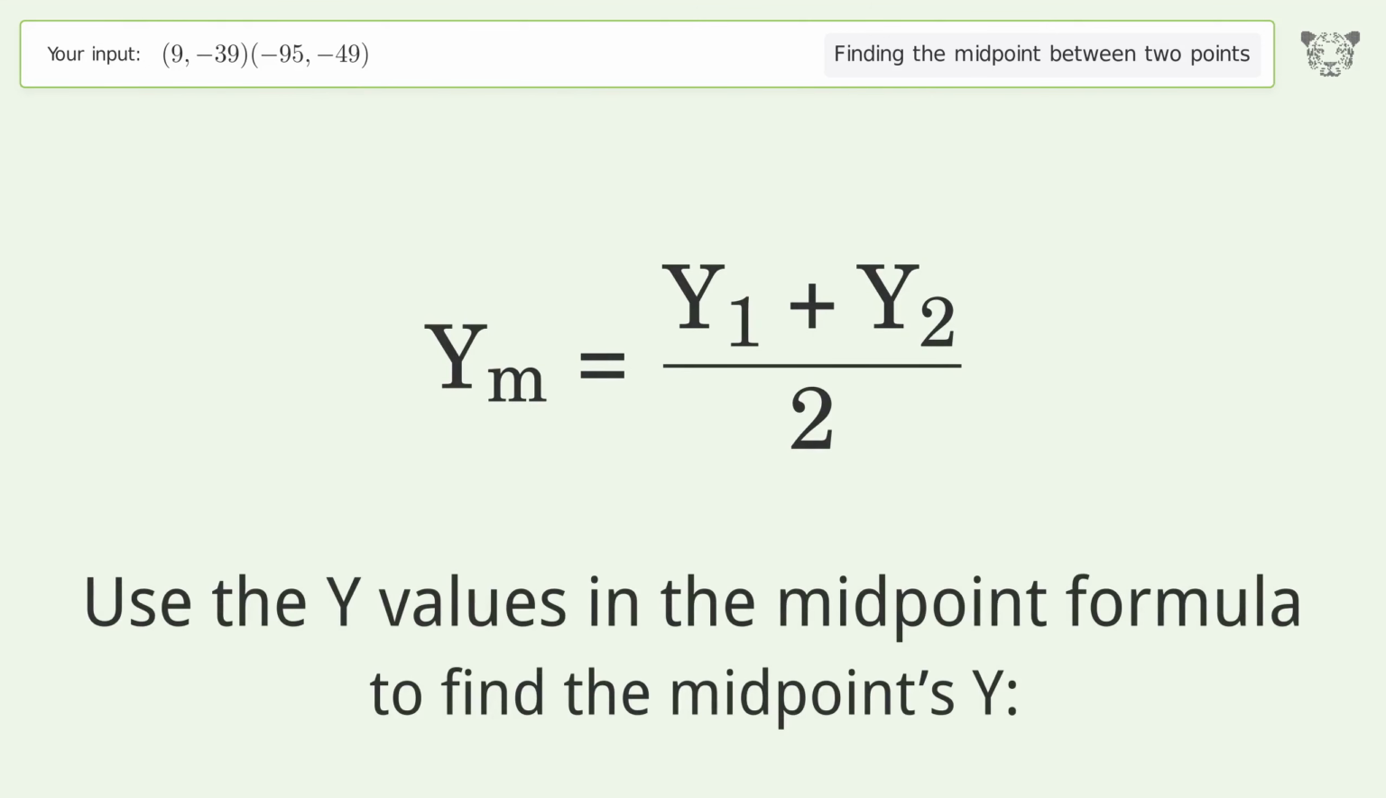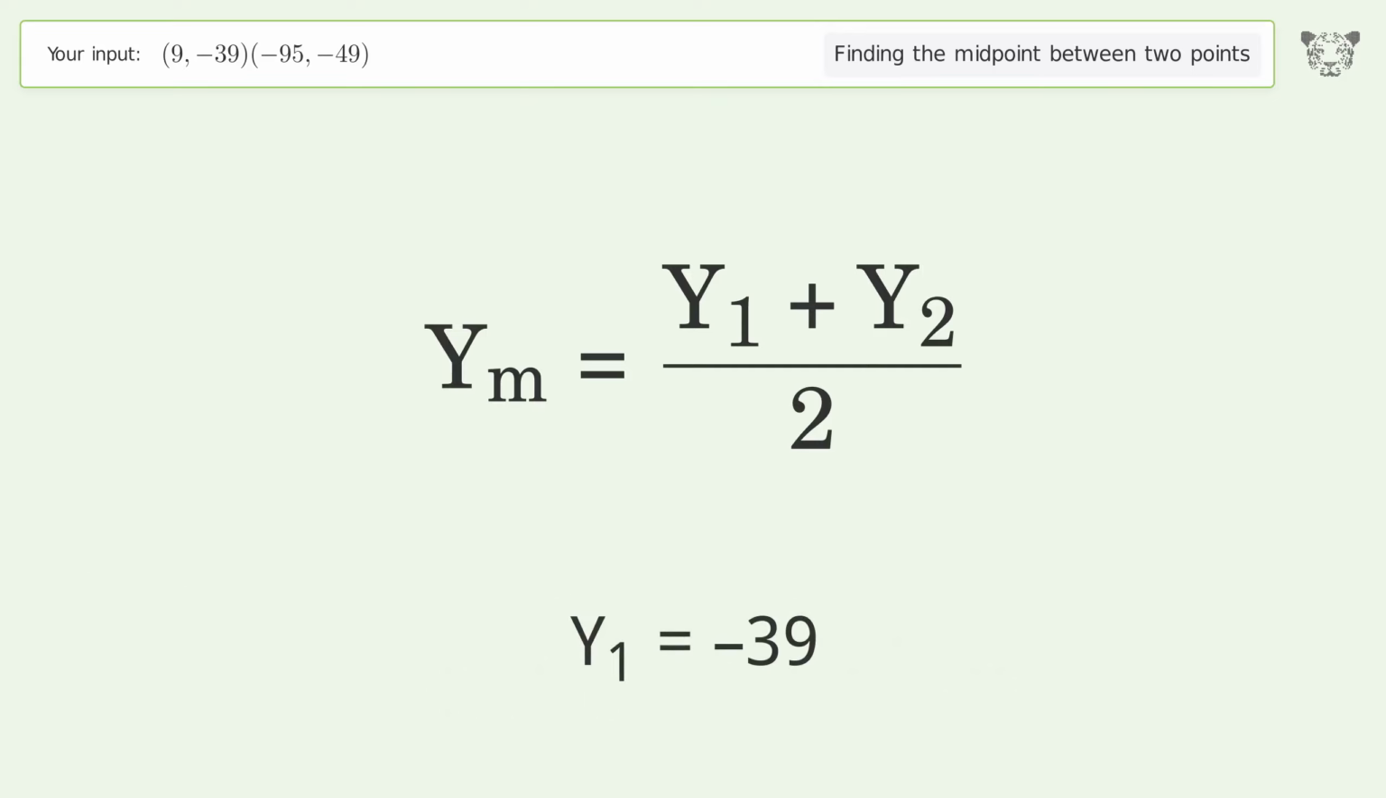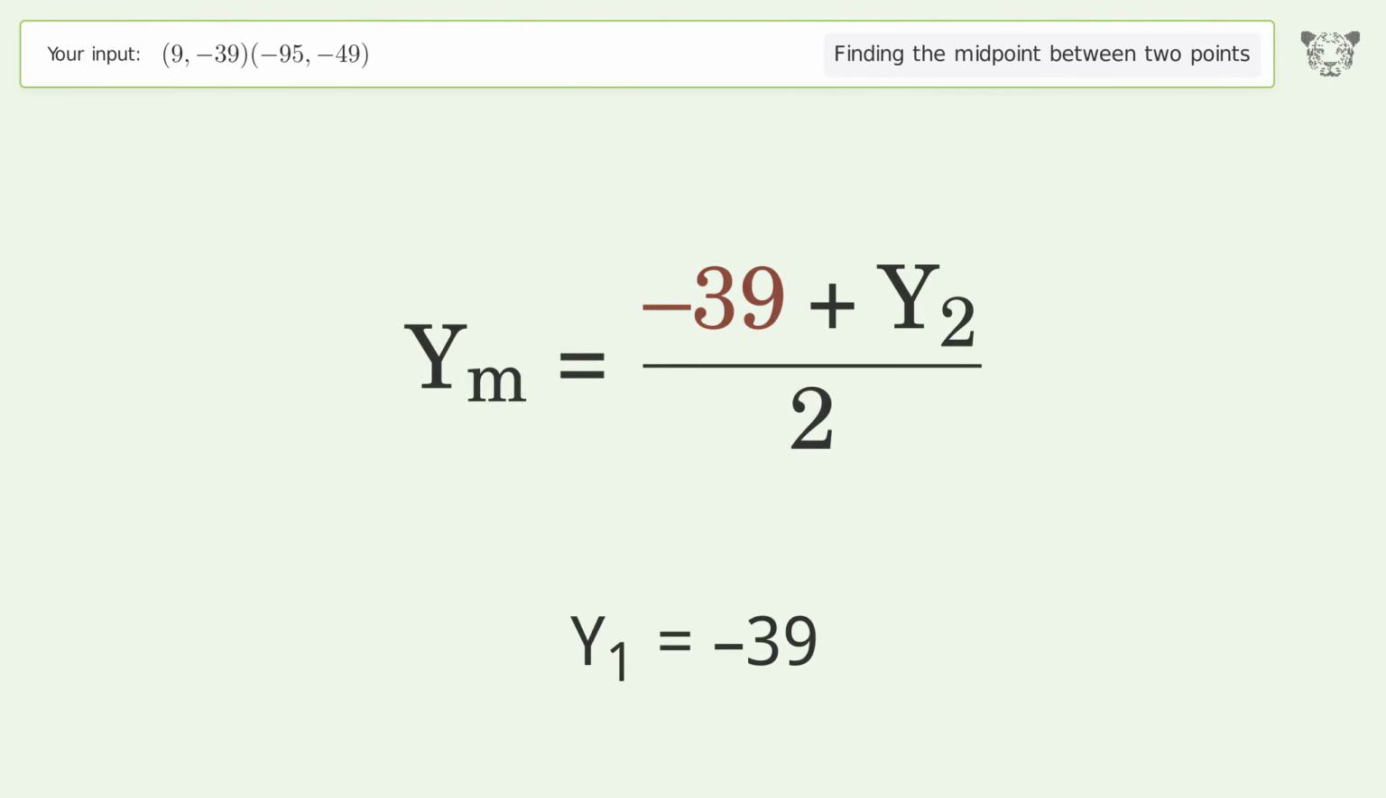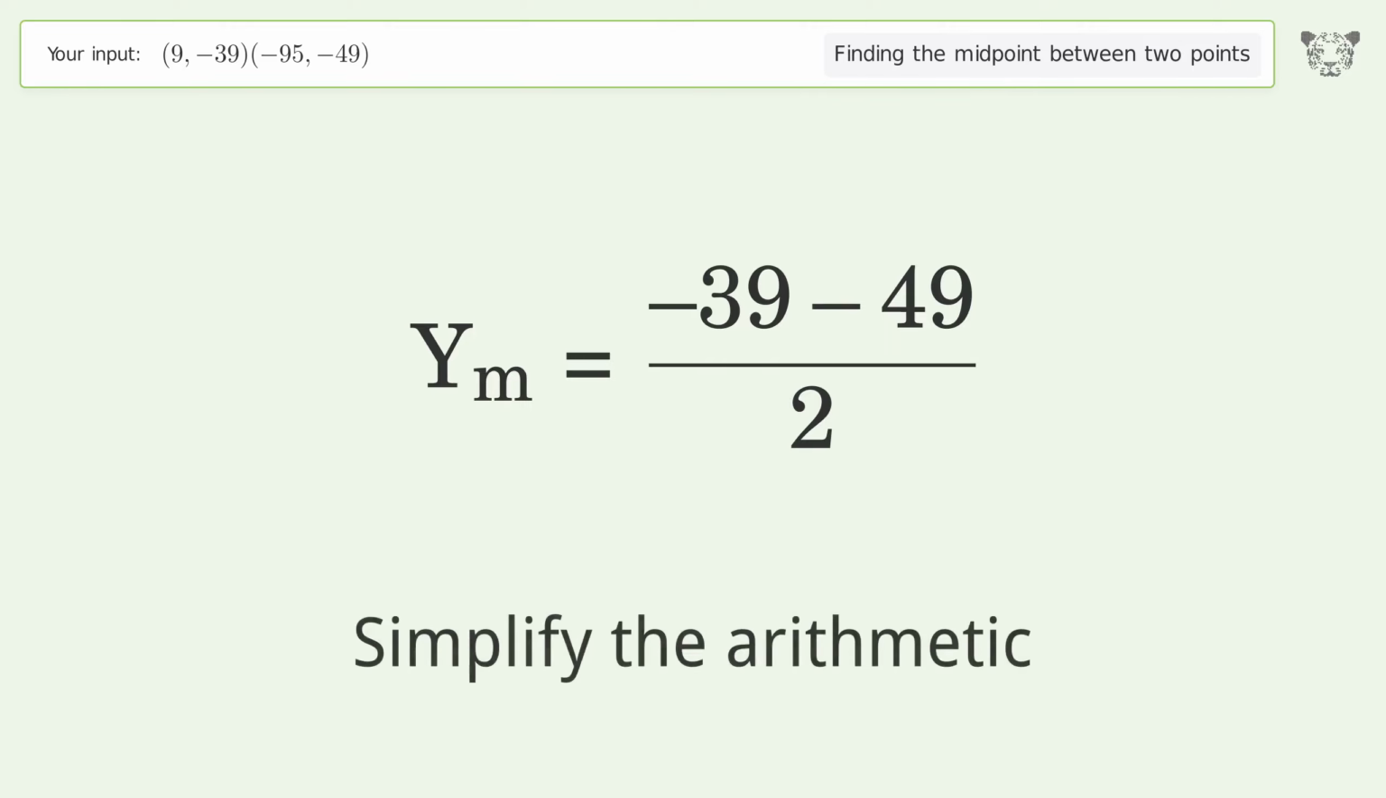Use the y values in the midpoint formula to find the midpoint's y. y1 equals -39. y2 equals -49. Simplify the arithmetic.